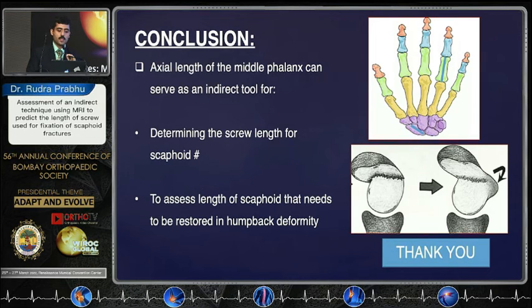To conclude, the axial length of the middle phalanx can serve as an indirect tool for determining the length of the screw for fixing the fracture of the scaphoid, and to assess the length of the scaphoid that needs to be restored in case of humpback deformity of the scaphoid.